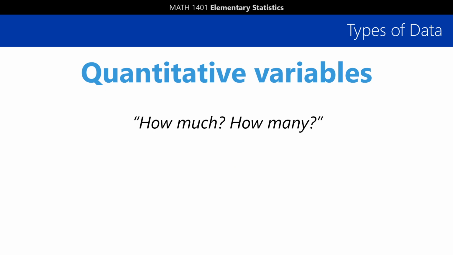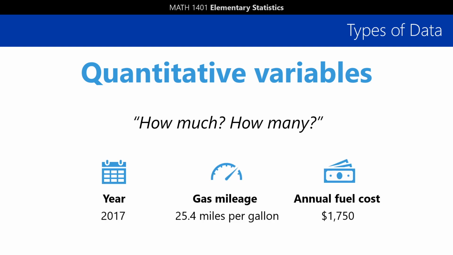The other type of data we usually see is quantitative. We say that a variable is quantitative if it's measured by a numerical value. You can think of quantitative variables as answering the question of how much or how many. Some examples of quantitative variables you might find for a car might be its year, its gas mileage, and its annual fuel cost.